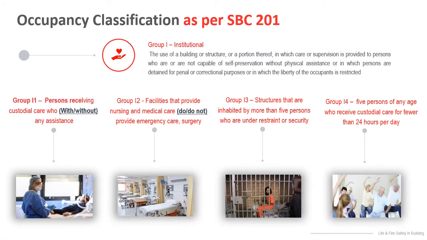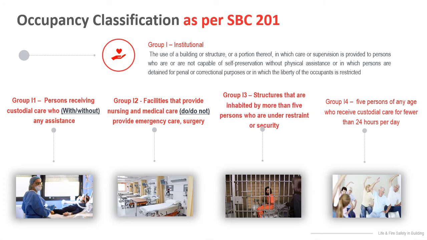For Group I1, persons receiving custodial care with or without any assistance. Group I2, facilities that provide nursing and medical care, and do or do not provide emergency care and surgery. Group I3, structures that are inhabited by more than five persons who are under security. Group I4, persons of any age who receive custodial care for fewer than 24 hours per day.